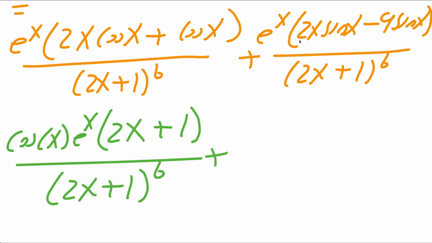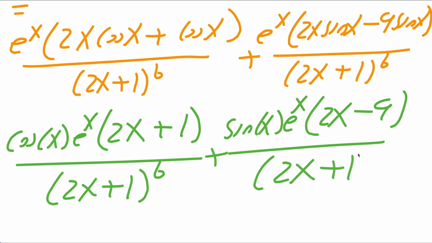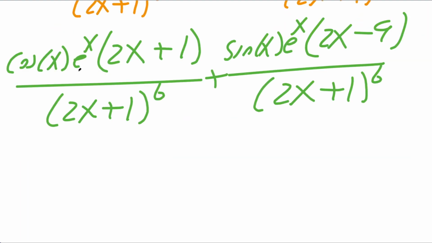Plus, we're going to do the exact same thing for this piece. So sine x, sine x. So we'll say we have sine x, e raised to x, parentheses. This is a sine x. You have a 2x here. So you'll say 2x. And sine x times what gives you negative 9 sine x. So negative 9 divided by parentheses 2x plus 1, close parentheses, raised to 6. So this piece, you can clean it up. So this would be gone. Change the 6 to a 5. Nothing you can change here.